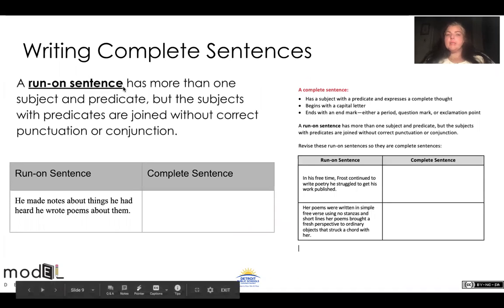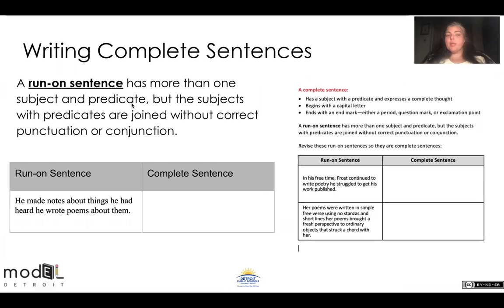A run-on sentence has more than one subject and predicate, but the subjects with the predicates are joined without correct punctuation or a conjunction. Now, what that means is, let's look at this run-on sentence example that we have right here. He made notes about things he had heard. He wrote poems about them. Well, that is a sentence. It actually could be two sentences.